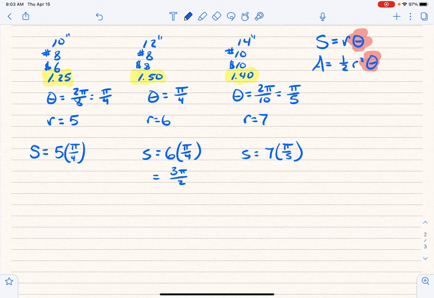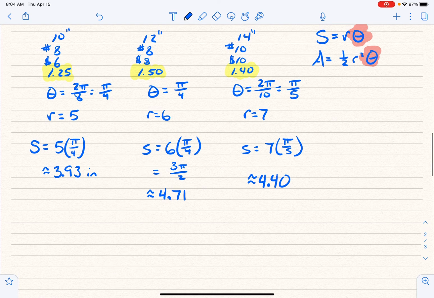Now, we should get a rough decimal approximation so we know what we're talking about here. So 5 pi over 4 is about 3.93 inches. Okay, 3 pi over 2, much longer, is about 4.71. And 7 pi over 5 is about 4.40, about there. Okay, so I've done that.